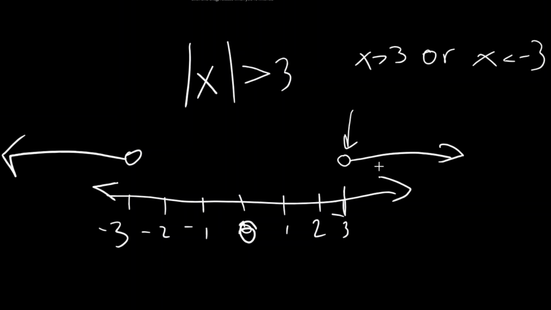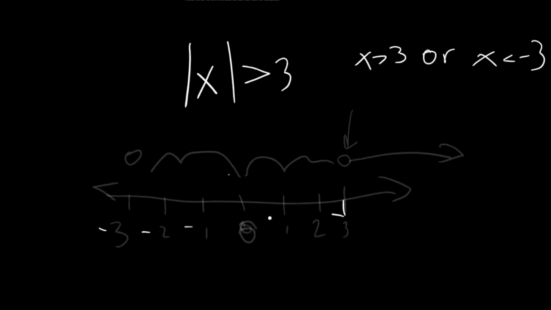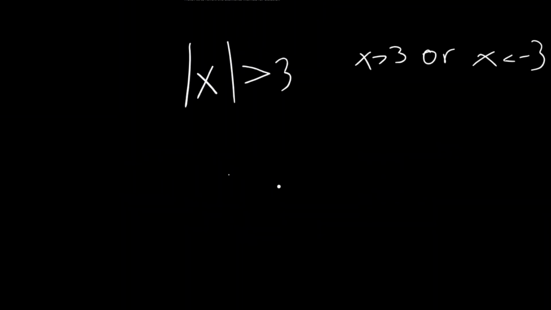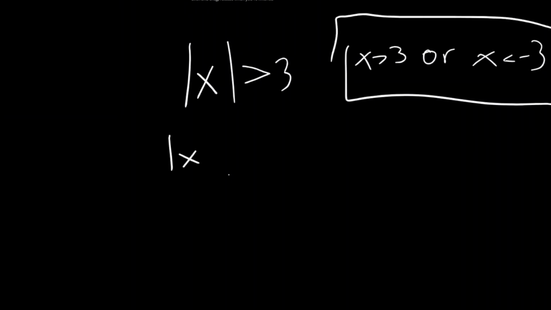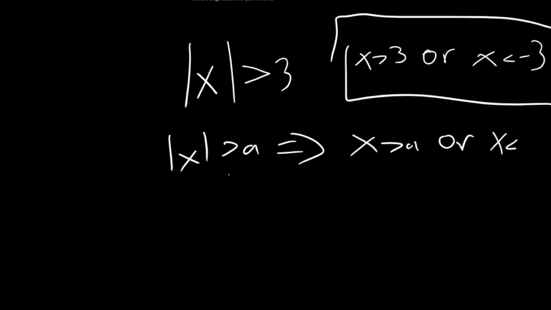If you think about absolute value as a distance, this makes sense. You're saying that the distance from 0 is greater than 3, so you look at the distance on either side. So we know that the absolute value of x greater than 3 means that x is greater than 3, or x is less than -3. But we can generalize this. If we say the absolute value of x is greater than a, what that really means is that x is greater than a, or x is less than -a.